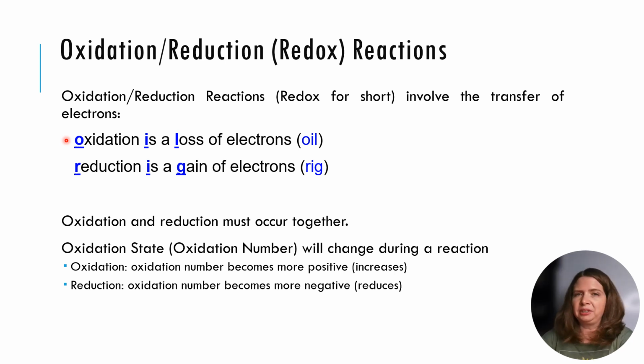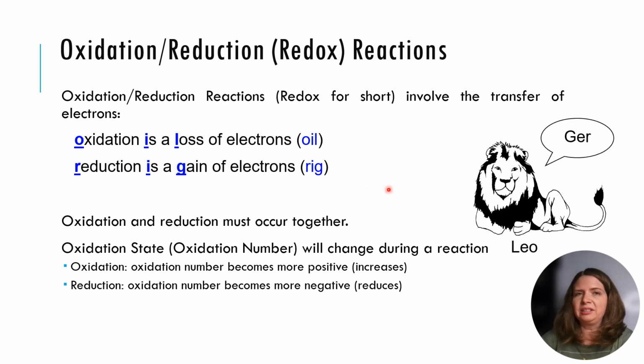Another common mnemonic device is LEO the lion says GER. Lose electrons equals oxidation, gain electrons equals reduction. It's important to note that oxidation and reduction always have to happen together.